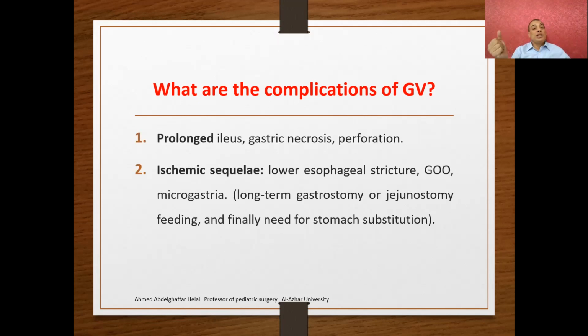Number one, prolonged ileus, gastric necrosis and perforation if neglected. Number two, what are called ischemic sequelae. Ischemic sequelae may lead to lower esophageal strictures, gastric outlet obstruction, or microgastria, a very small stomach, which may lead to long-term gastrostomy or jejunostomy feeding, or finally need stomach substitution. So the problem needs a high index of suspicion. The problem can be corrected early, avoiding these sequelae or complications of delayed and neglected cases.